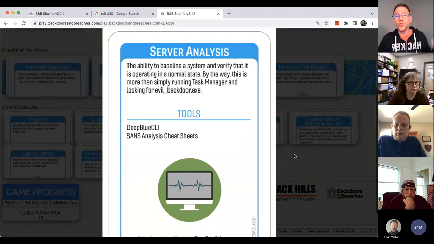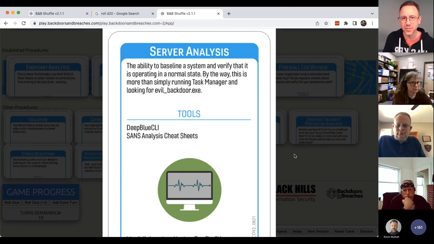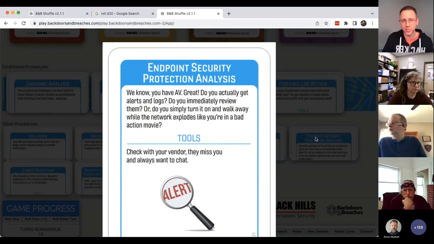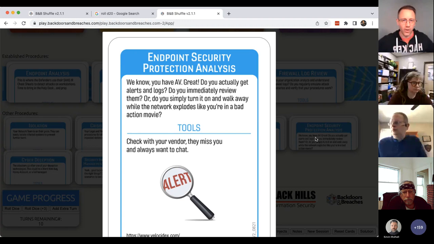Server analysis. Do you know what normal looks like? Do you know what a normal looking server looks like, what normal tasks and services are running? If you don't, then how would you know what an abnormal looking server is? This is going through and looking at what potentially changed. We have EDR. Some of you might have Carbon Black or CrowdStrike or something else, and that's constantly sending log data back to all of your internal servers saying, hey, we see some things.